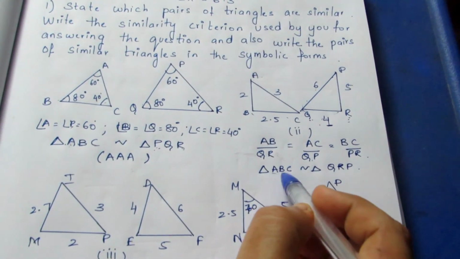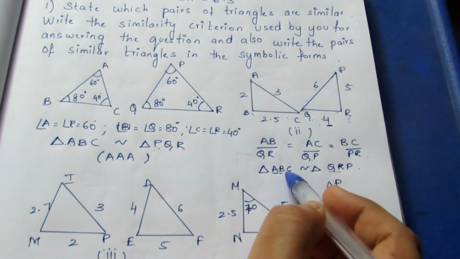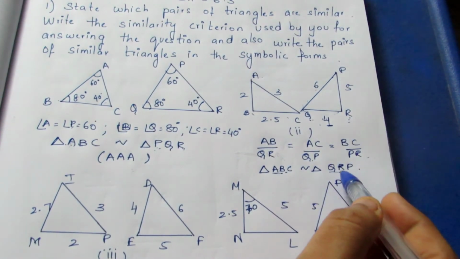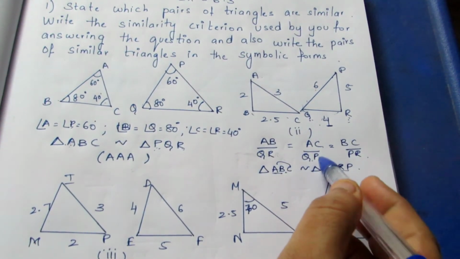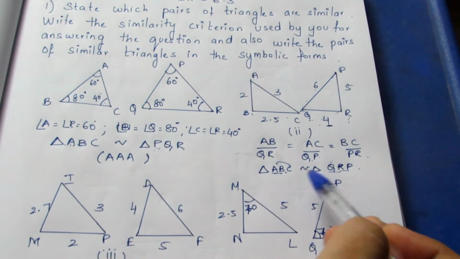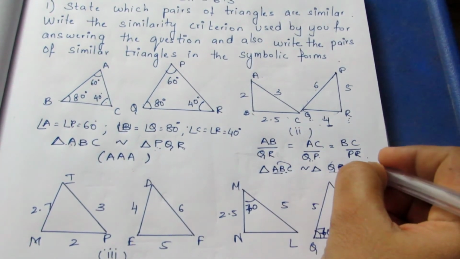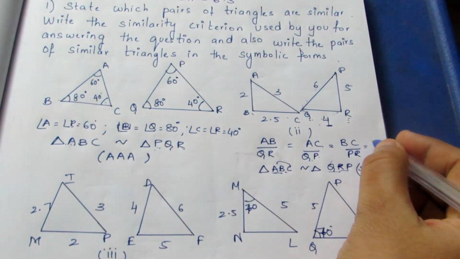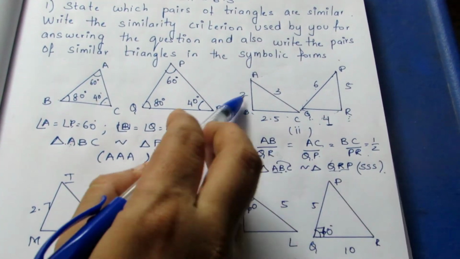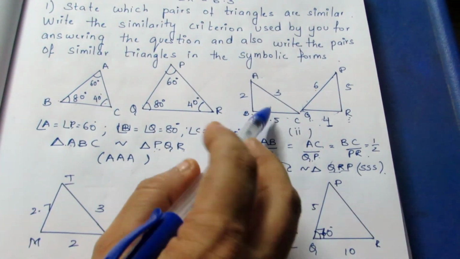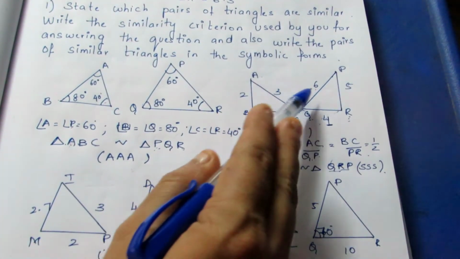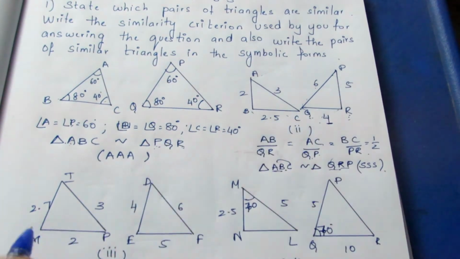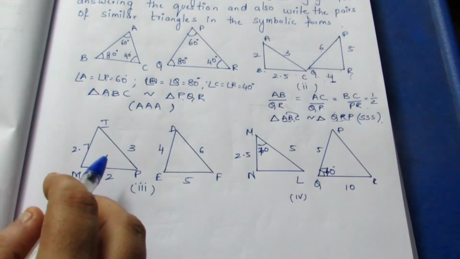Now check AB by QR is equal to BC by PR is equal to AC by QP. So we are getting the similarity by SSS similarity. If you check, everything will be 1 by 2, because 2 by 4, also write this, 2 by 4 is equal to 3 by 6 is equal to 2.5 by 5. Now we'll move on to the third one.